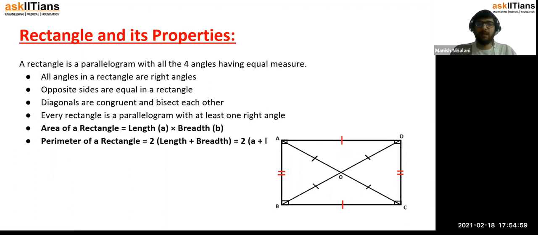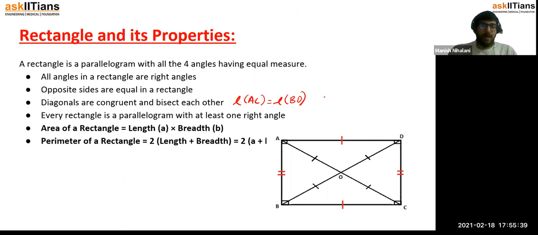So we'll say a rectangle is a parallelogram with all four angles having equal measure. So all angles in a rectangle are right angles. Opposite sides are equal in a rectangle. So opposite sides means AD is equal to BC. Diagonals are congruent and bisect each other, which means AO equals CO, BO equals DO, and the diagonals are also congruent, that is, length of AC is equal to length of BD.